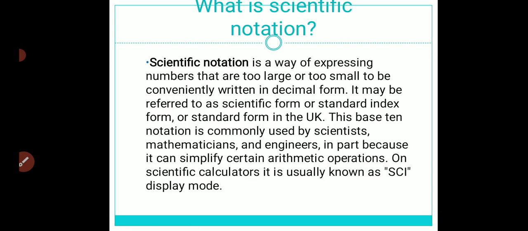What is scientific notation? Scientific notation is a way of expressing numbers that are too large or too small to be conveniently written in decimal form. It may be referred to as scientific form or standard index form, or standard form in the UK. This notation is commonly used by scientists, mathematicians, and engineers, in part because it can simplify certain arithmetic operations. On a scientific calculator, it is usually known as SCI display mode.